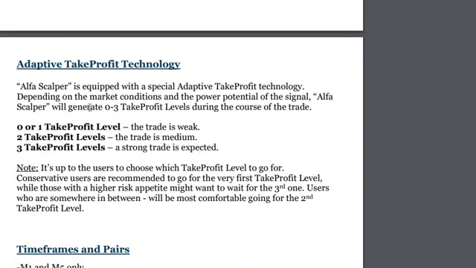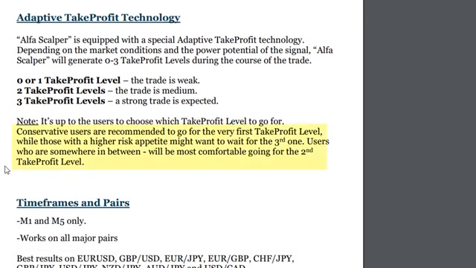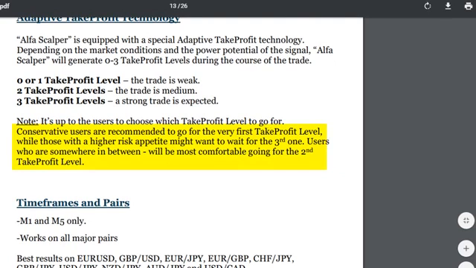Alfa Scalper is equipped with something special, and this is brand new. We didn't have this before. Depending on the market conditions, it will generate 0 to 3 take profit levels. And you just saw, I'll show you the chart. 1 take profit level means the trade is weak, 2 medium, 3 levels, a strong trade is expected. And you can choose which ones to go for. That's going to give you a little bit of discretion in how you approach it.